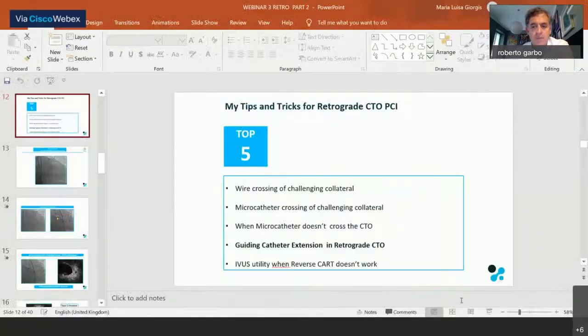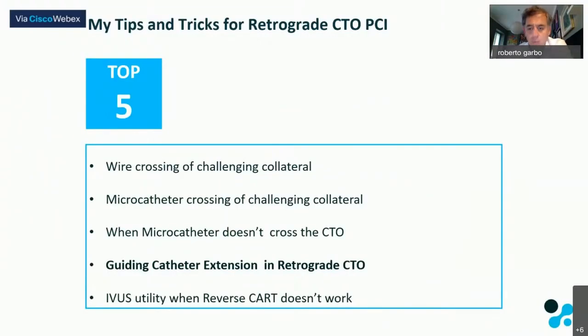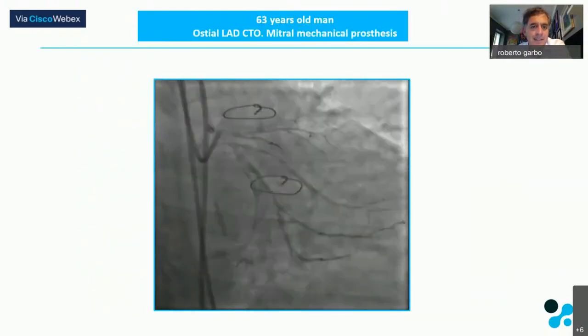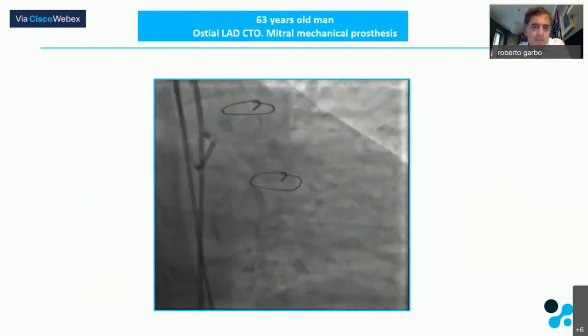Thank you, Gabriele. Okay, we can go on fast with the last two points. We have 5 minutes. The most important part of the webinar is done, and with this great presentation, we have some situations in which guide extension is really, really useful for retrograde PCIs, and can be fantastic. You know how important this is for me.